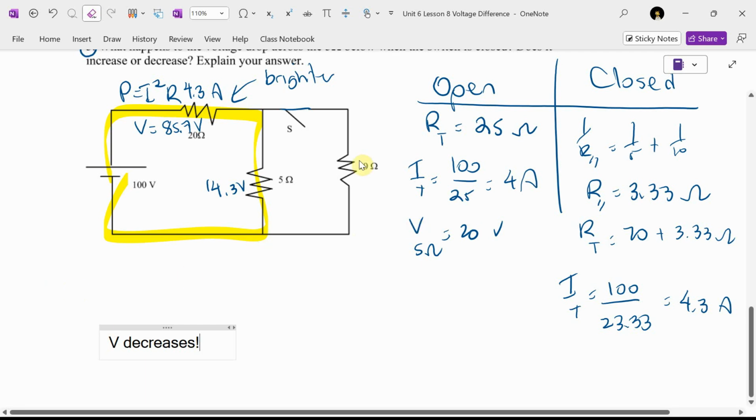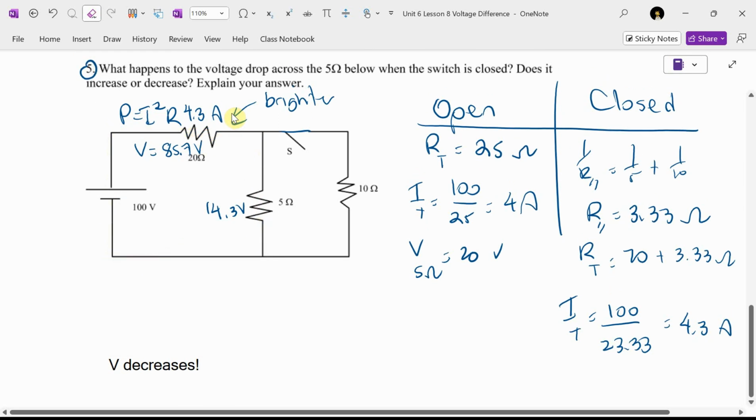And that's because when you add a resistor in parallel, total resistance gets smaller, total current gets bigger, and because this top resistor was using the total current, the resistance didn't change, but current went up, voltage went up, less voltage left over here. When you close the switch, this bulb, if this was a light bulb, would get brighter, this bulb would get dimmer.